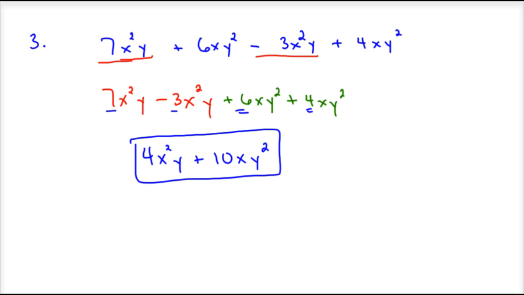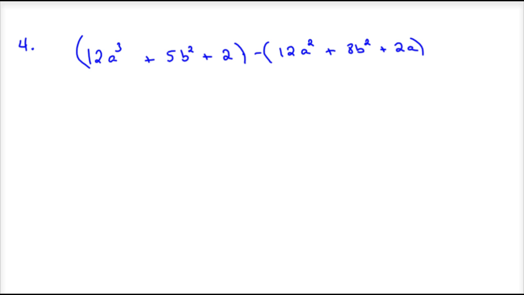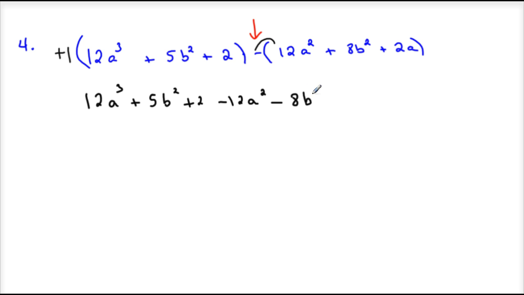Let's take a look at a few more examples. 12a cubed plus 5b squared plus 2 minus 12a squared plus 8b squared plus 2a. So again, one of the biggest things we're going to look out for is the minus sign in front of my parentheses. So let's be careful. In this case, this has a positive 1 in the front, so I could just drop these. So I have 12a cubed plus 5b squared plus 2 minus 12a squared minus 8b squared minus 2a.